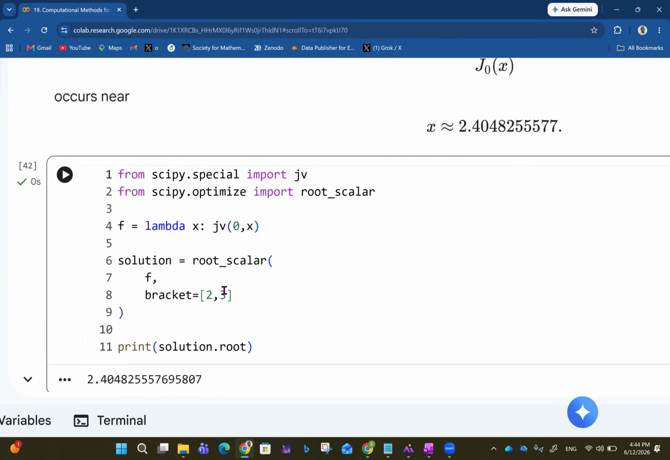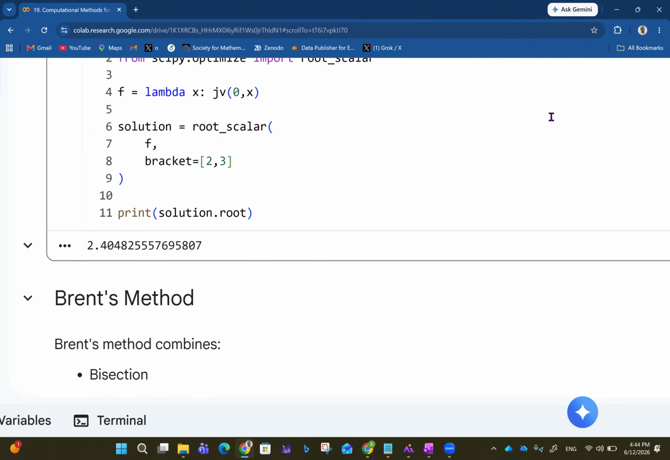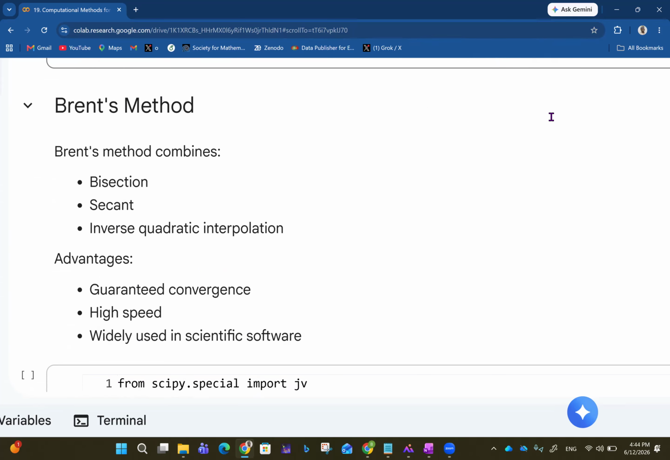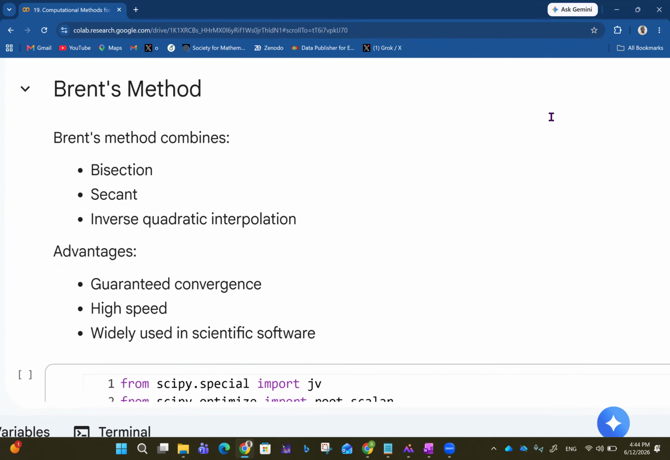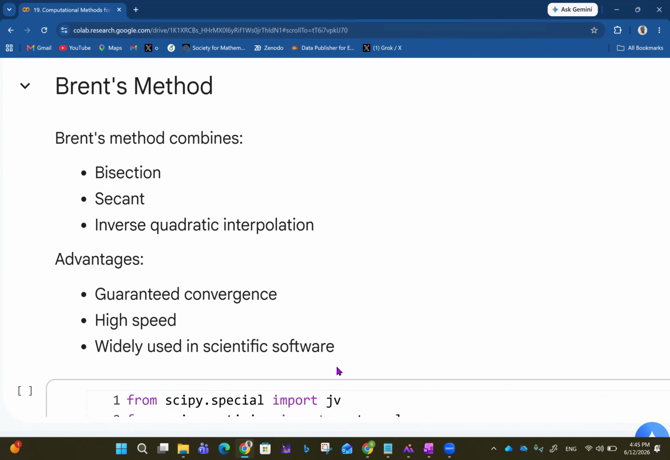So if you do all that, you get something as close as possible to this. It's close up to 5557, before it begins to deviate. Then you have the Brent method, which I only came across preparing for this video. Every other method I think I've known, but Brent's method, this is my first time encountering it. Brent's method combines bisection, secant, and inverse quadratic interpolation, and the advantages are that you have guaranteed convergence, high speed, and it's widely used in scientific software.